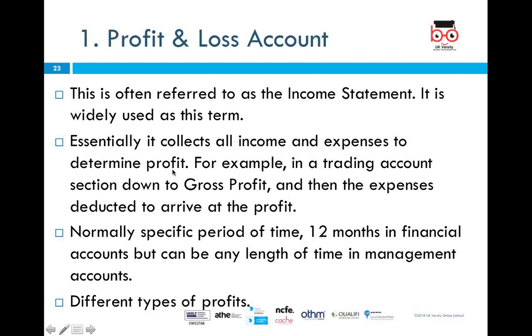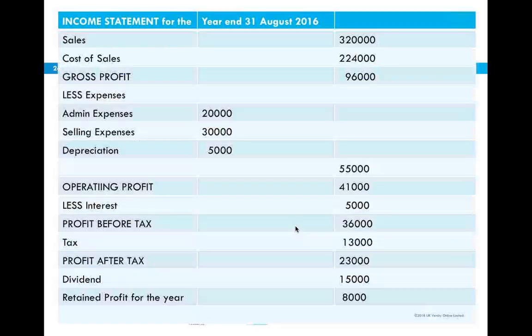Essentially, it collects all income and expenses to determine profit, and in a trading account, we can see the gross profit and then the expenses deducted to arrive at the profit. So there are different kinds of profit, as we can see in one income statement on the next slide. It covers a specific period of time, normally 1 year or 12 months, but the financial accountant can produce it on a weekly, monthly, fortnightly, half-yearly basis, or on the basis of an emergency.